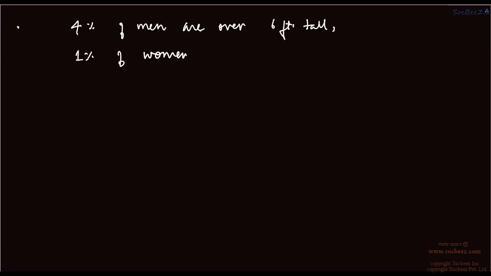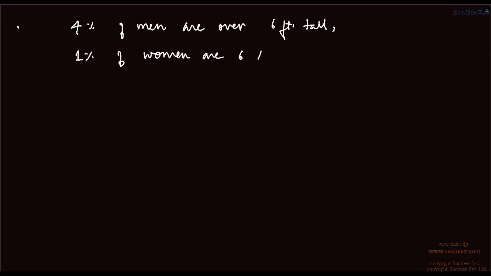Now we are going to deal with a problem based on Bayes' theorem. At a certain university, 4% of men are over 6 feet tall, and 1% of women are over 6 feet tall.